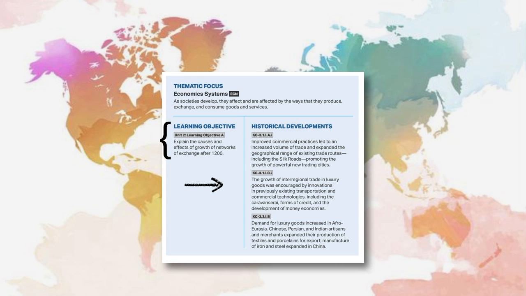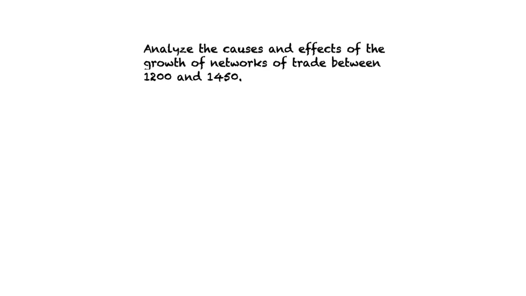So to teach that learning objective, we'll go through the chunks of content here, the three historical developments that will allow students to understand or to explain the causes and the effects of the growth of networks of exchange after 1200. And of course, in the context of this topic, that is the Silk Roads. Now note how easily that learning objective can be turned into a prompt or a task in class. Analyze the causes and effects of the growth of networks of trade between 1200 and 1450.